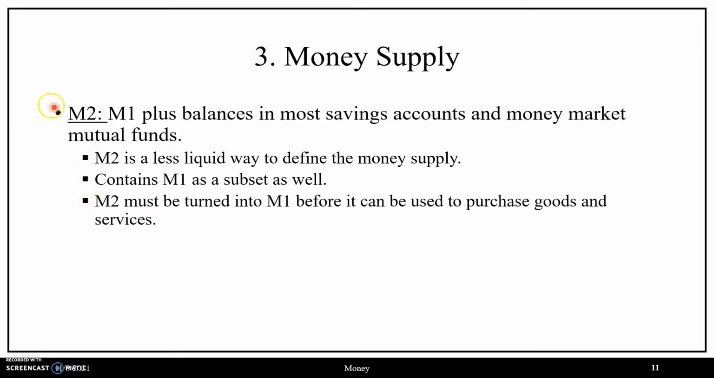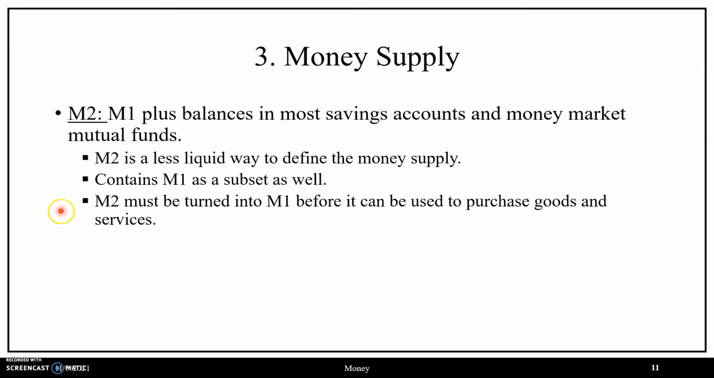Now, moving our attention towards M2, this is defined as M1 plus balances in most savings accounts as well as money market mutual funds. It is a little less liquid than M1 in that even though it comprises M1, with our inclusion of savings accounts and money market mutual funds, it's a little harder to take money from your savings account or money in your money market mutual fund and convert that into a way that you can make transactions with. It's not to say that it's not doable, it just takes a little bit more effort than strictly using cash, checks, as well as your debit card.